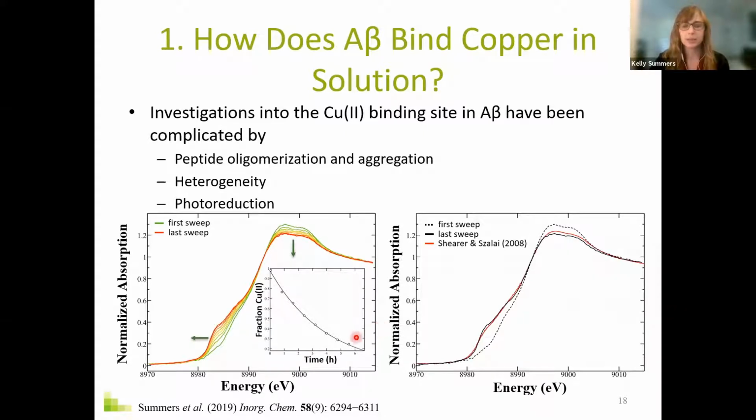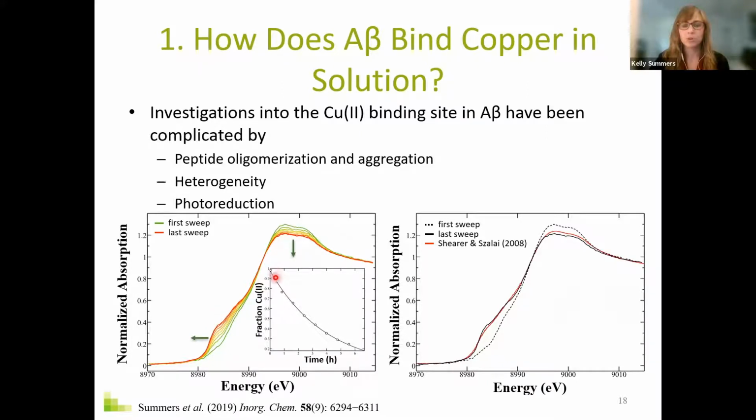And this is actually an experiment that we had done. So if you just look on the left-hand panel, the green is actually our first sweep of our sample. When I say sweep, I mean sweep in energy. And you can see that after several hours in the beam, in this case, our last sweep, there's quite a big change. This is actually the copper 1s to 4p transition coming in here.